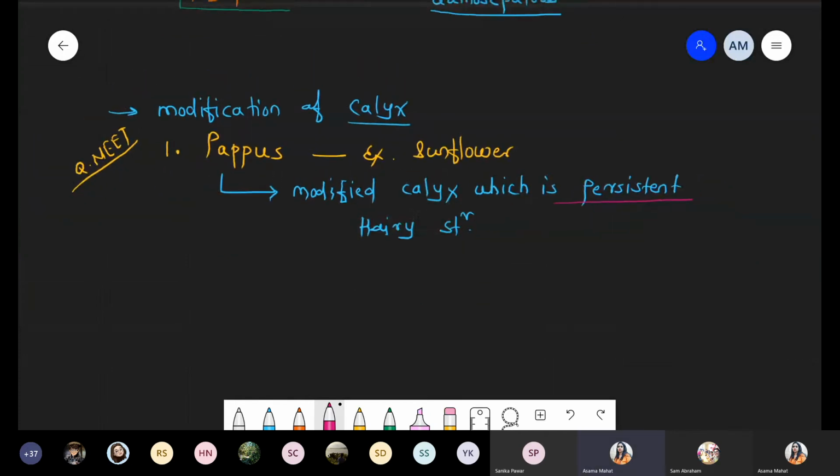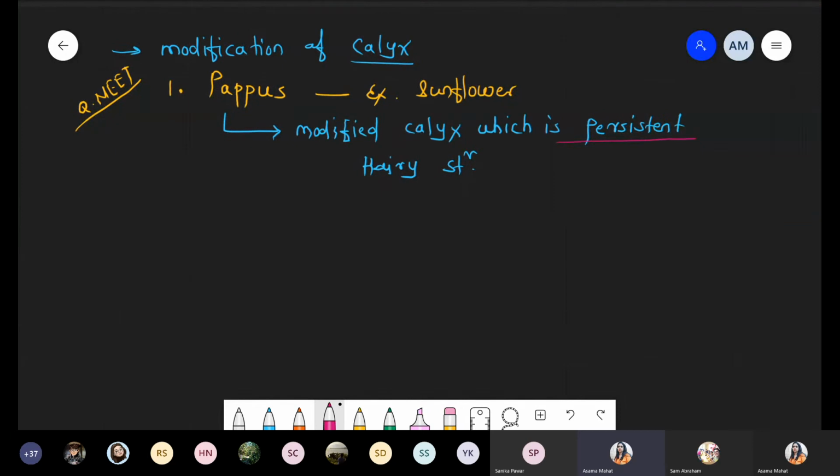Now, if I'm talking about sunflower, 1 minute, मैं image share कर रही हूँ immediately. Pappus sunflower. Just 1 second. Just check the chat box.